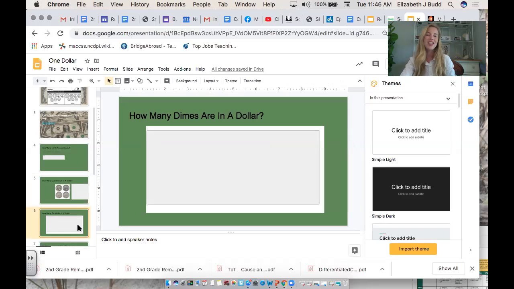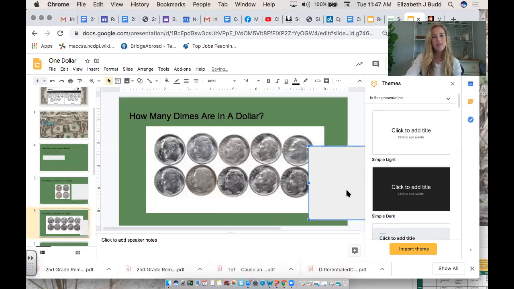All right, next challenge question. How many dimes are in a dollar? So we want to know how many dimes does it take to make 100 cents? Use your skip counting and go ahead and come up with the answer and write it on your paper. Okay, if you came up with 10 dimes, you would be correct. 10 dimes equals 100 cents.